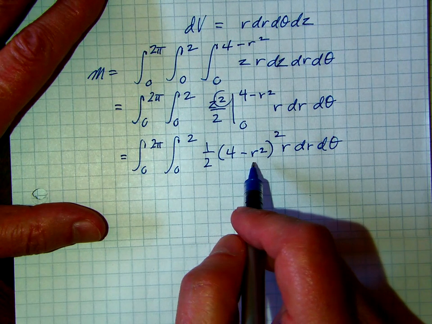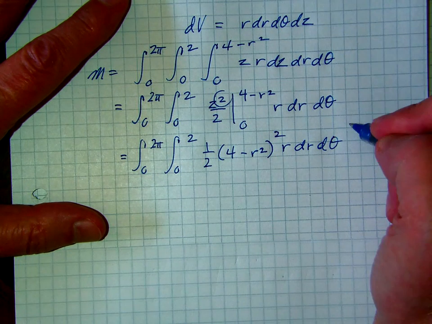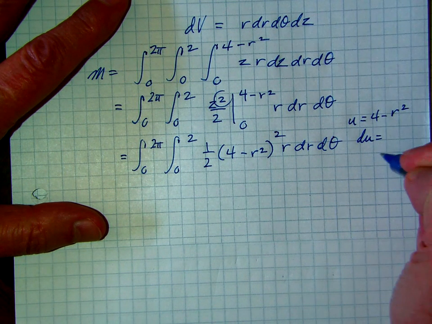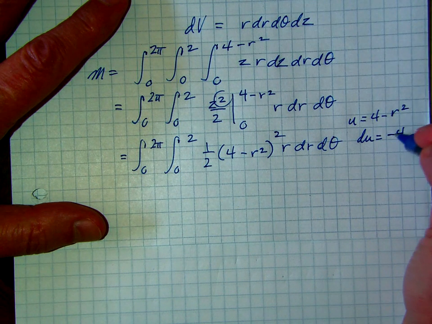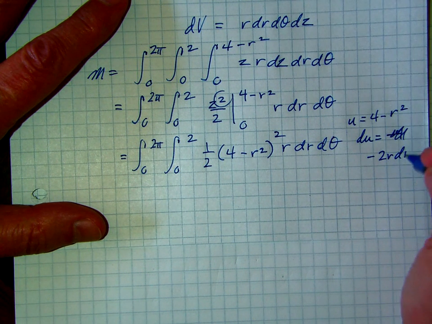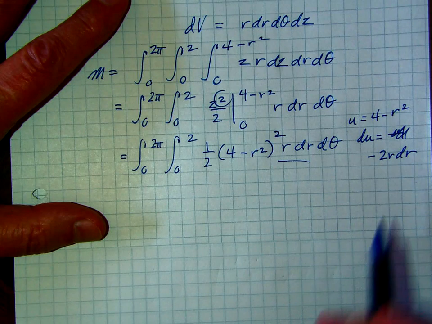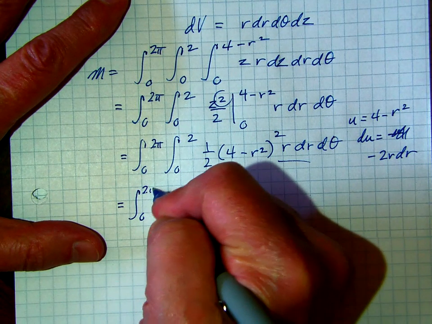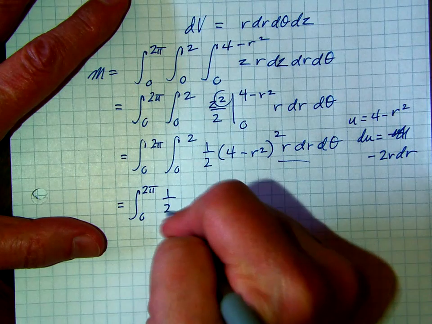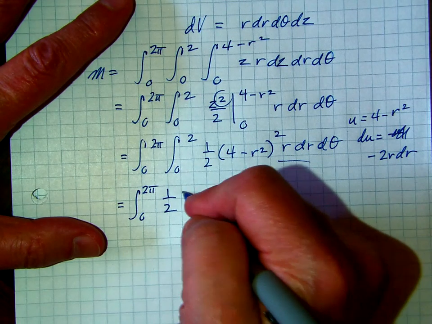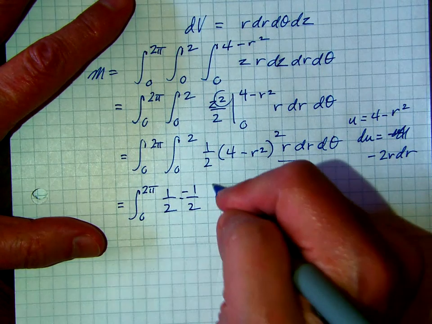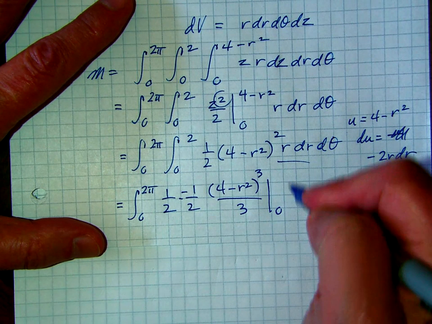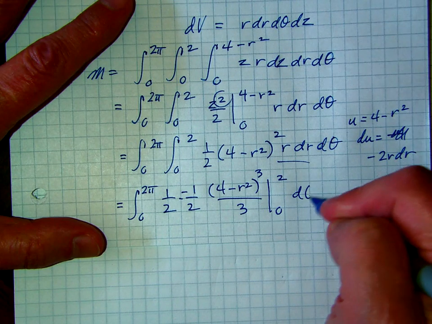The derivative of what's inside, if you let u equal 4 minus r squared, du would be minus 2r dr. We have an r dr. We don't have the minus 2. So I could go from 0 to 2 pi. Here's this 1/2. Okay, I don't have a minus 2, so I have a minus 1/2 for a correction factor. 4 minus r squared, cubed over 3 from 0 to 2 and d theta. So basically I'm doing a u sub.